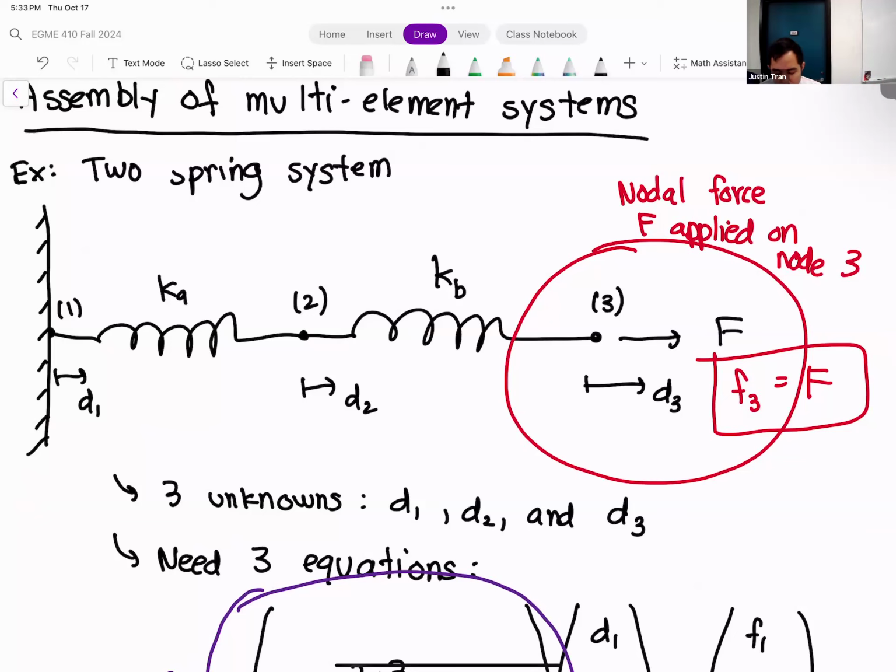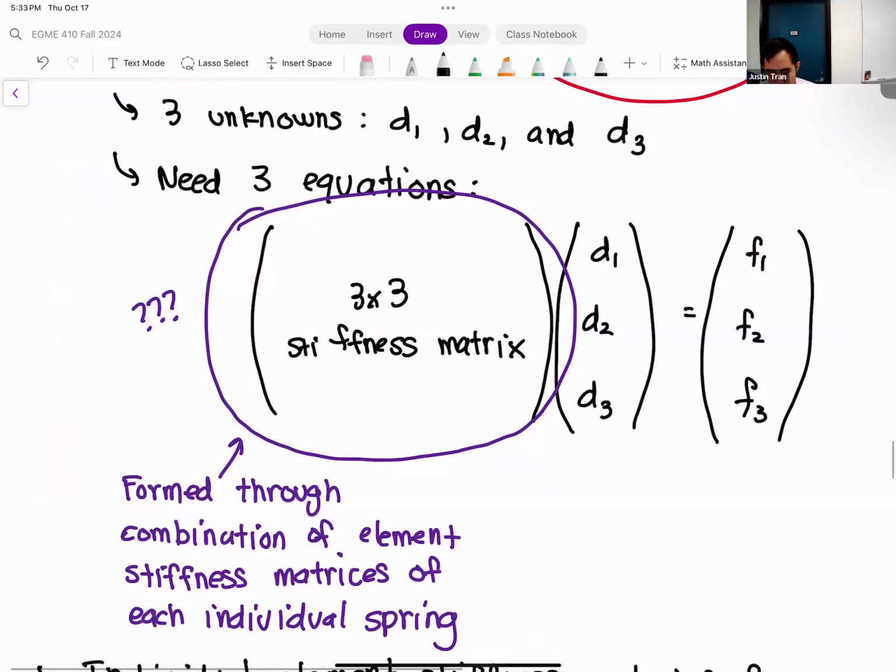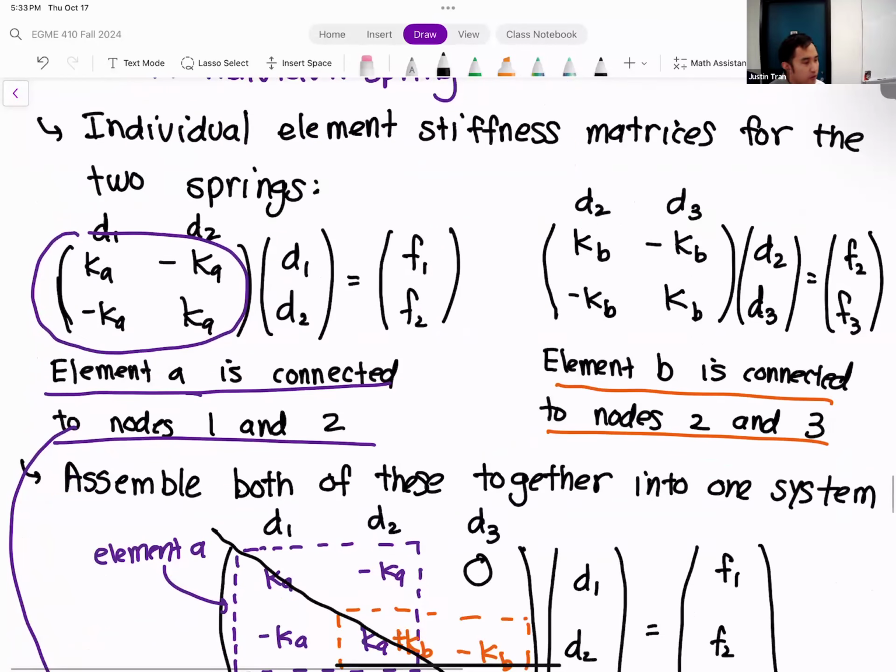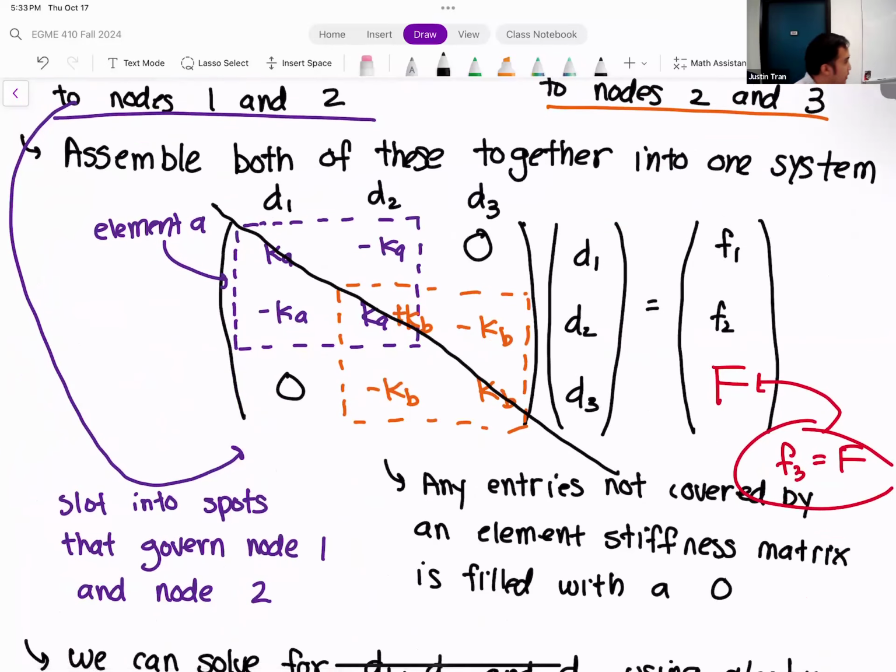And so we kind of started the direct stiffness process, where we started with the element stiffness matrices of each of the individual springs. We wrote out the element stiffness matrix for element A, the element stiffness matrix for element B, and then we assembled them together into one big 3x3 matrix. So here you can see we have a 3x3 matrix. We have 1 row and 1 column for every degree of freedom that we have, D1, D2, D3. And we filled in the spots of this matrix according to our 2 element stiffness matrices.